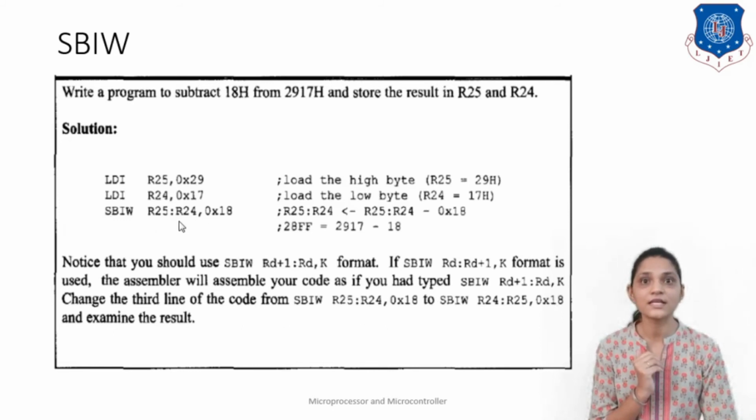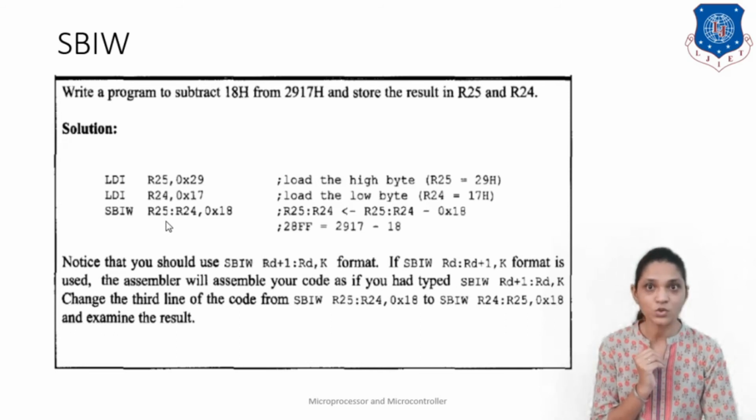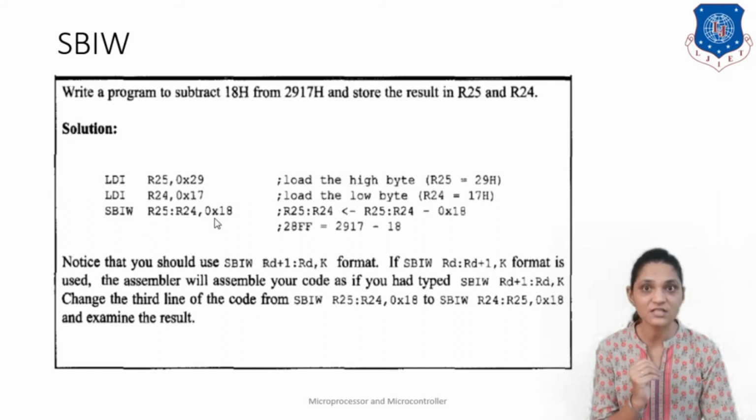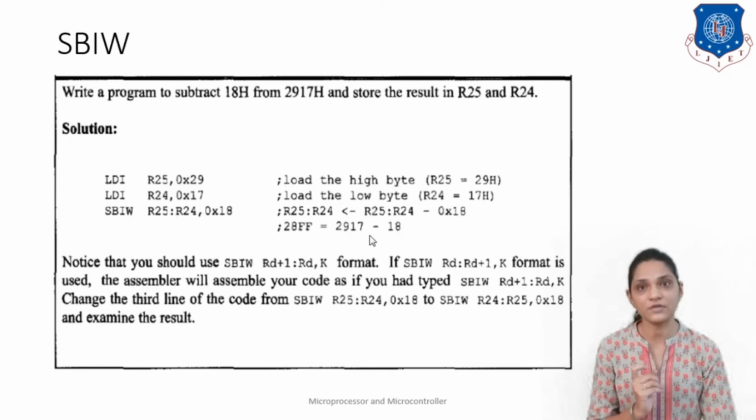Here our register pair is 25, 24. So 25 is your MSB register and 24 is your LSB register. So the total content of your register pair will be 25, that is 29, and 24, that is 17. So your content will be 29, 17. And here we are doing the immediate subtraction.